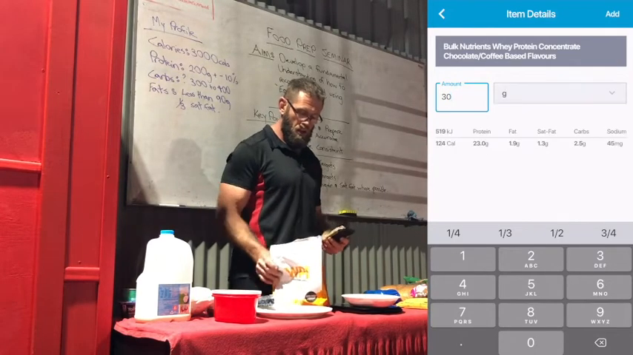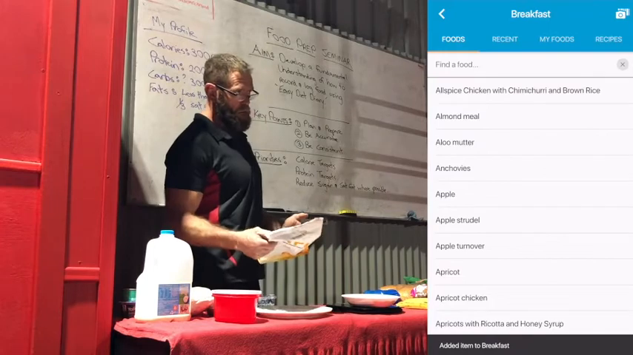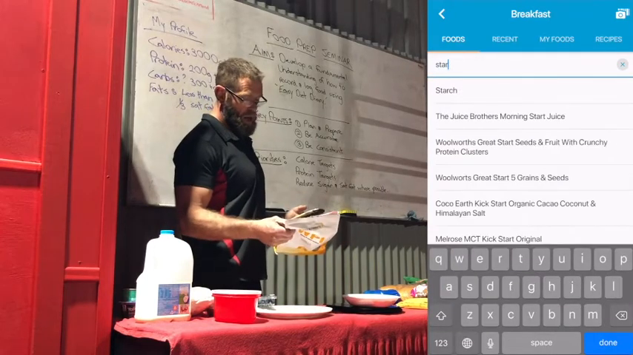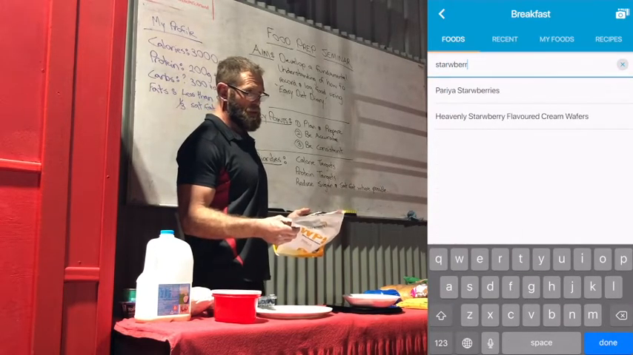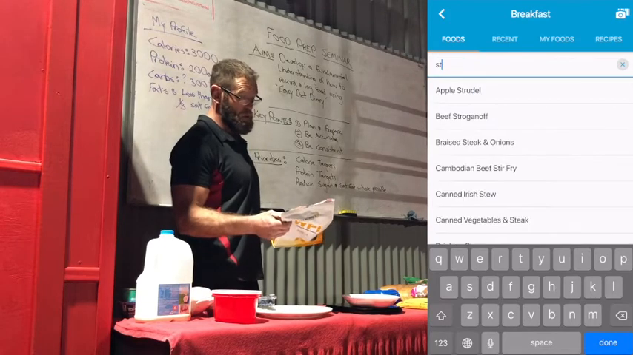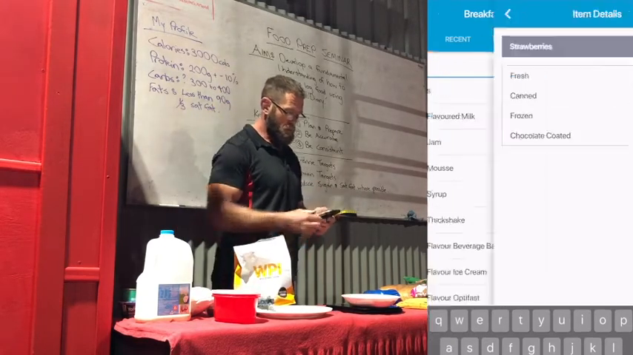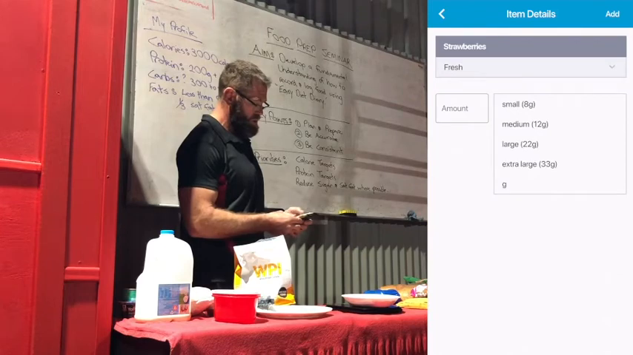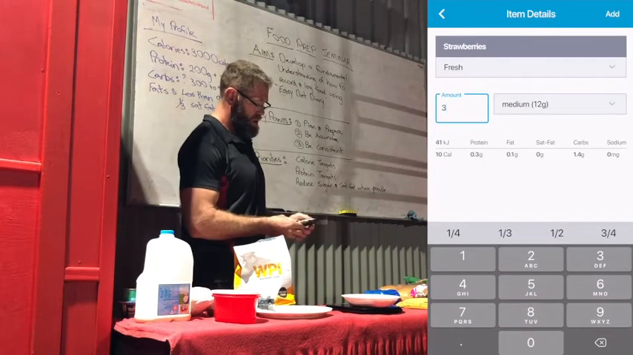Generally with protein, I like to get a whey-based protein, a Whey Isolate. I find there's a lot less crap in them, there's nothing else in them, there's pretty much just protein. Hey, look at that. We've got a Bulk Nutrients. We're going to do a 30-gram scoop. One of those. Add that.